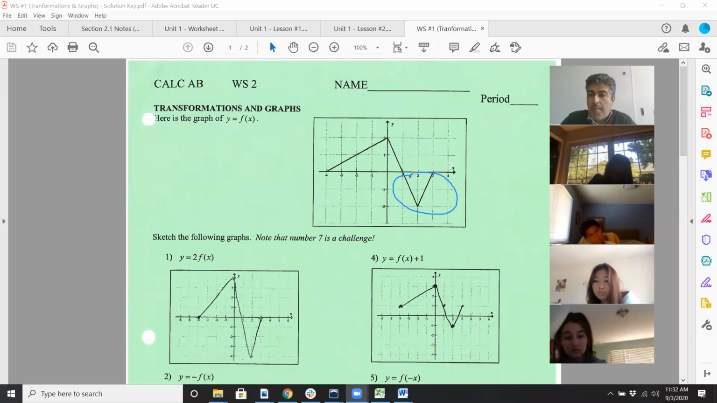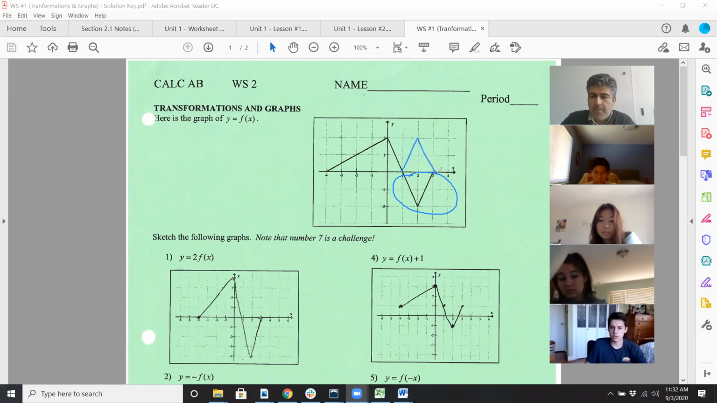No. No, right? So what happened to that portion? What did the transformation do to that portion? You kind of put it on the positive side and make it go up. Flip it over the x-axis, exactly. Was this impacted? No. Here you leave alone. Here you flip.